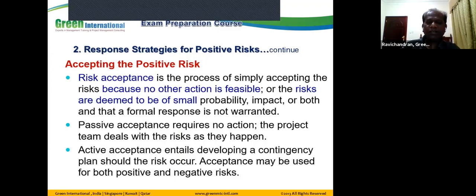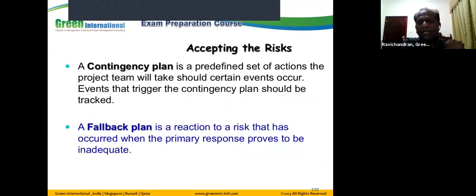So that's why, when I say contingency plan, it is a predefined set of actions the project team could take when certain events occur. Events trigger the contingency plan to be activated. That's why we are continuously monitoring those triggers. At the end of the day, we are almost at completion, and almost at commissioning. So we have not implemented this contingency plan in the end. But we made every provision to make sure the contingency plan could be implemented if this risk happens.